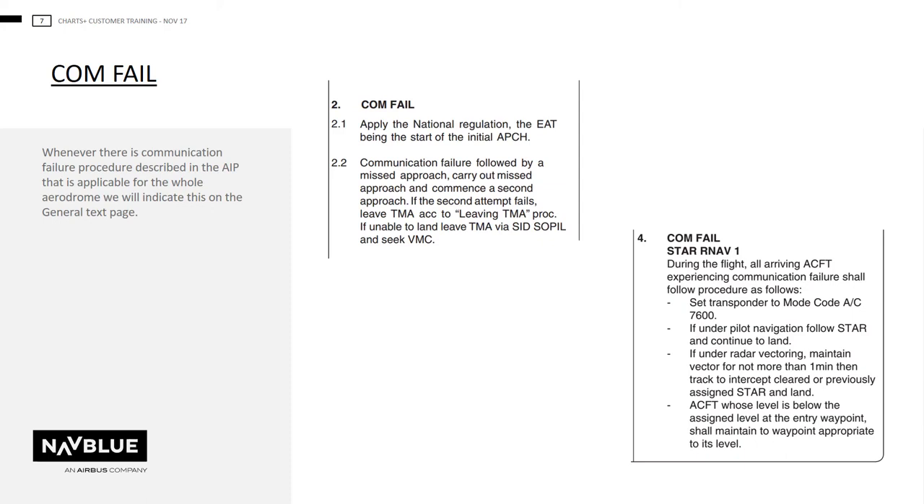Whenever there is a communication failure procedure described in the AIP that is applicable for the whole aerodrome, we will indicate this on the general text page. If it is related to a certain procedure, this communication failure will be found on that chart.